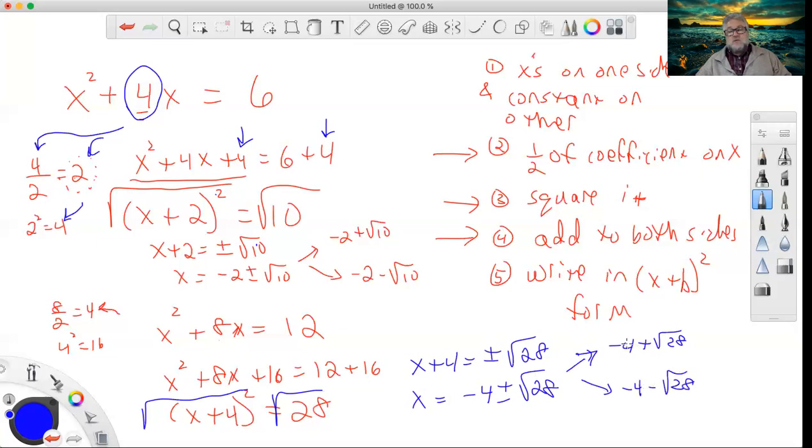You might be asking, why do I have to do minus 4 plus square root of 28, minus 4 minus square root of 28? Because it's plus or minus right here. So I'm spreading those two solutions out so I can see them both easily. One of these might be invalid because I can't have a negative answer for some reason.